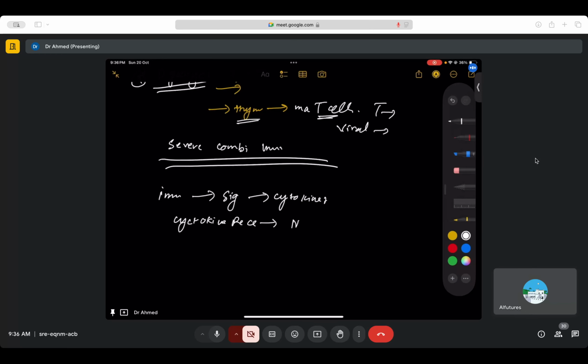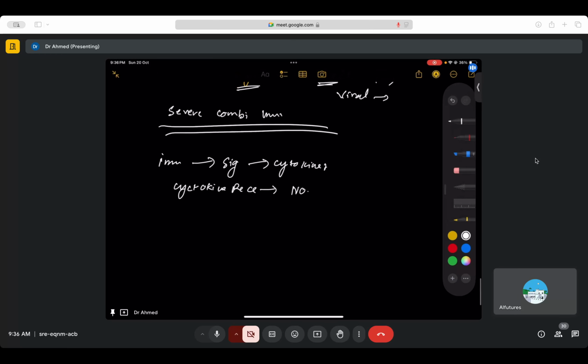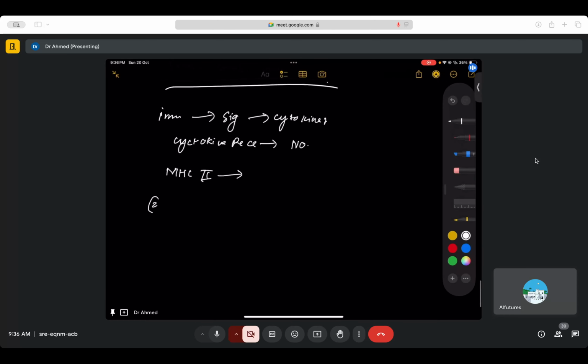No. Secondly, if we have certain deficiencies in MHC class 2, can we see the activation of B cells and T cells? No. If I do not have class 2, my B cell cannot be activated. It won't be interacting with CD4. I won't be seeing any class switching, right? We already know the basics. Thirdly, if certain toxic substances build up in the B cells and T cells, it can also destroy your B and T cells, right?